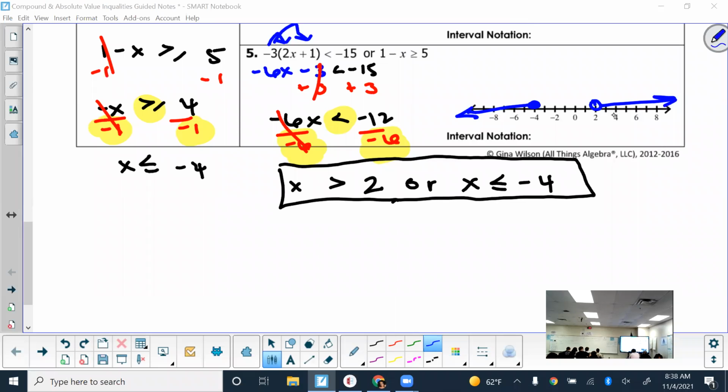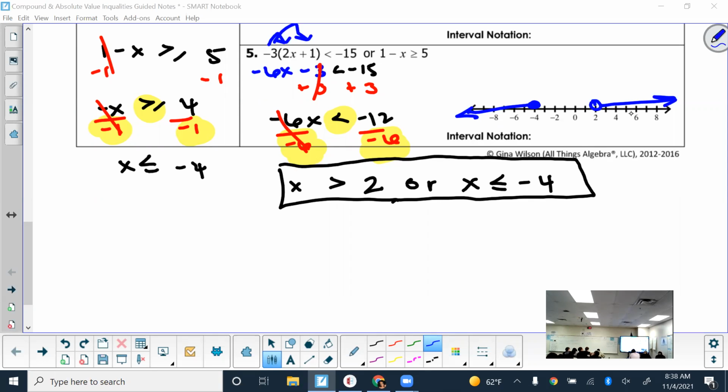Questions? All right, make sure it's a closed circle on the -4, an open one on the 2. Could 0 be an answer for this? No, because it's not greater than 2 or less than or equal to -4, and it's also not covered by that blue line. Could 4 be an answer to this? Yes, because that's where the graph hits, and it's greater than 2.